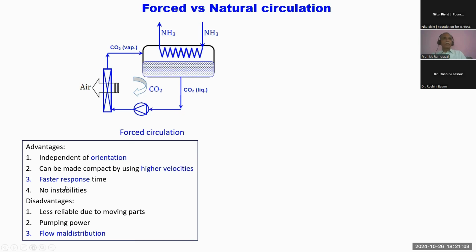And it has a faster response time, because the moment you switch on the pump, the system starts working. So it starts very quickly, and it can also be stopped very quickly. And there are no instabilities. I'll discuss instability when I talk about the natural circulation loop. So these are the major advantages of the forced circulation type loops.